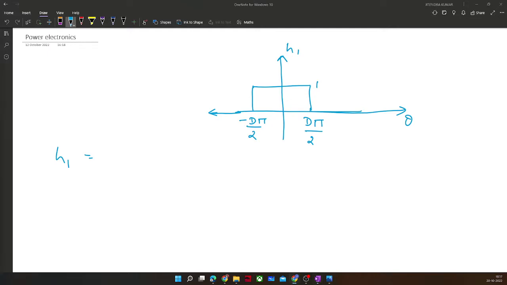So let me recall it. It was d plus summation of 2 by n pi sin n pi d cos n omega t. Okay. So was it d by 2 or d? Let me confirm it.